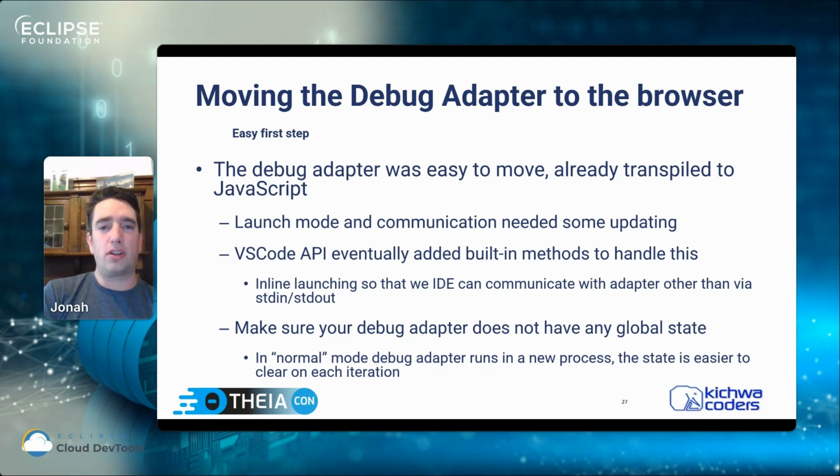We do have to update the launch mode and communication methods. When we first wrote this, the VS Code API didn't have support for this, but now the VS Code API allows us to do local launches using web extensions. It makes it much easier to handle this. A random piece of advice: debug adapters in their traditional design run as independent processes, which makes it really easy to clear their state, because as a process is killed and restarted, no state is retained. Running it in a browser, more of the state will be retained. So some care needs to be taken when moving that piece of code around.